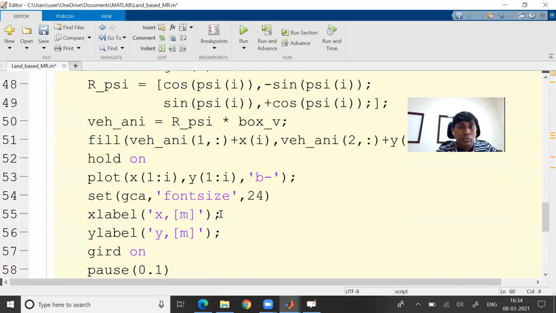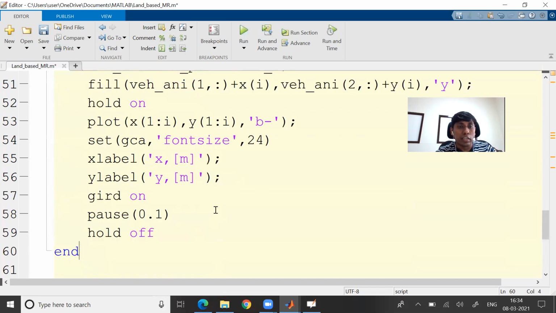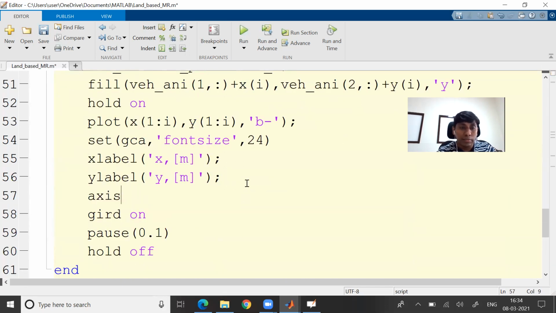Okay, so now if I actually run, what happened? It will show the patch and it will continue. But the patch would be across, so I will just take the limit. I'll just put axis. So axis is where I put x limit, lower limit, upper limit, then lower limit, upper limit. So I need to find out what the lower limit and upper limit are.